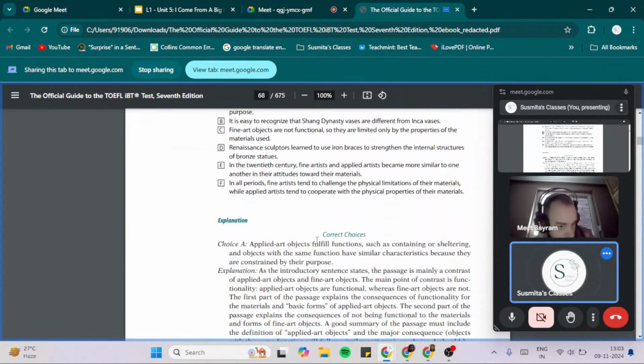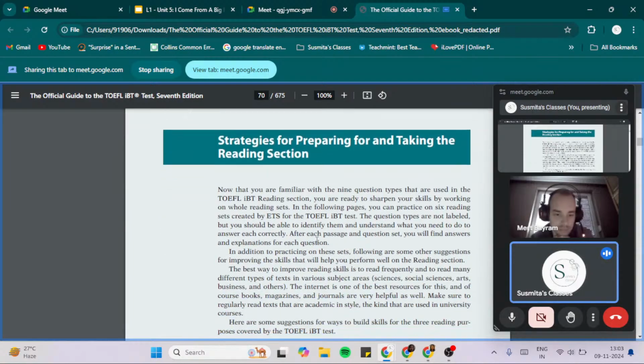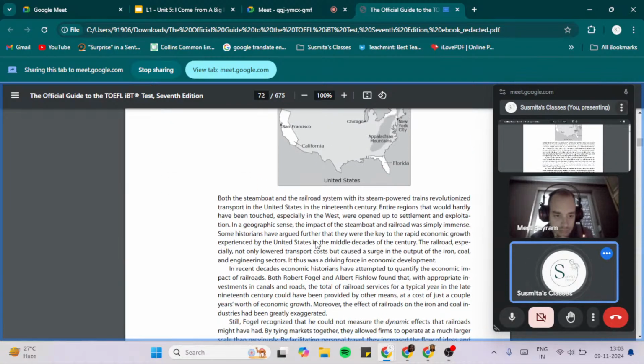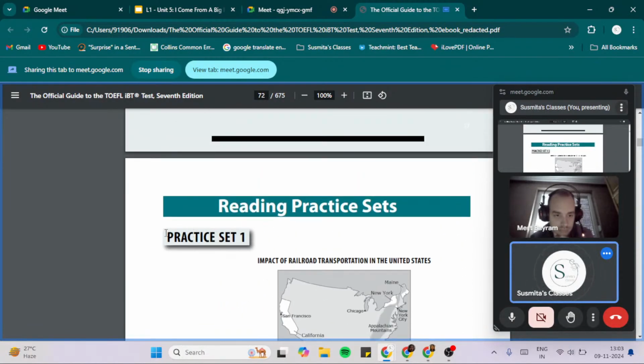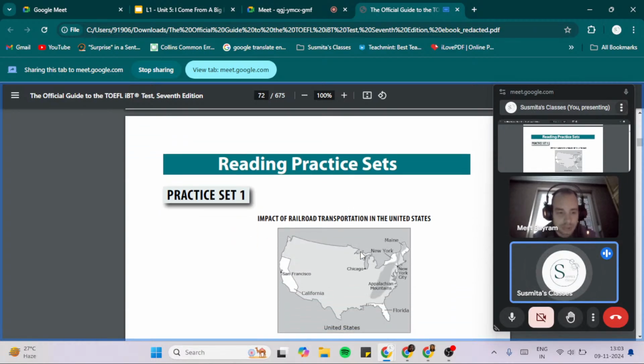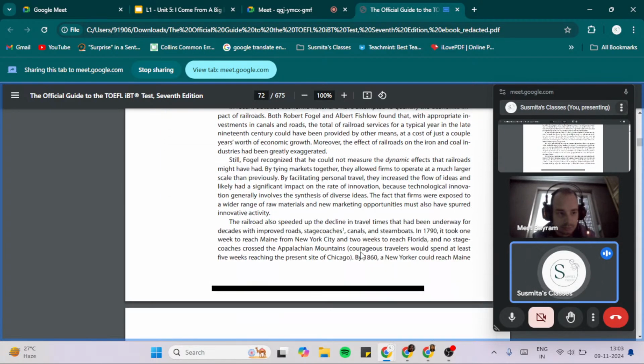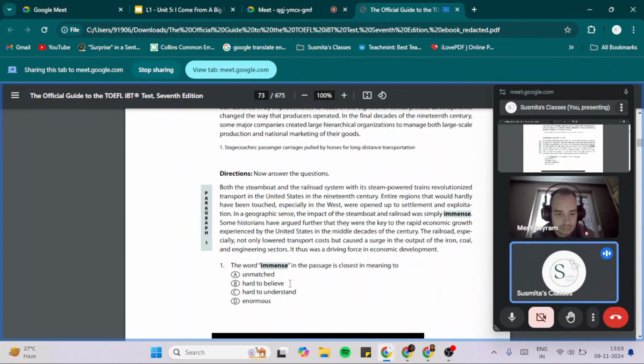reading passage 1. Reading practice set 1 is on page number 72 of the PDF. So you will do this passage. You will mark the correct options according to you, and we will discuss it on Monday. We will discuss the correct options and how many of them you got correct.